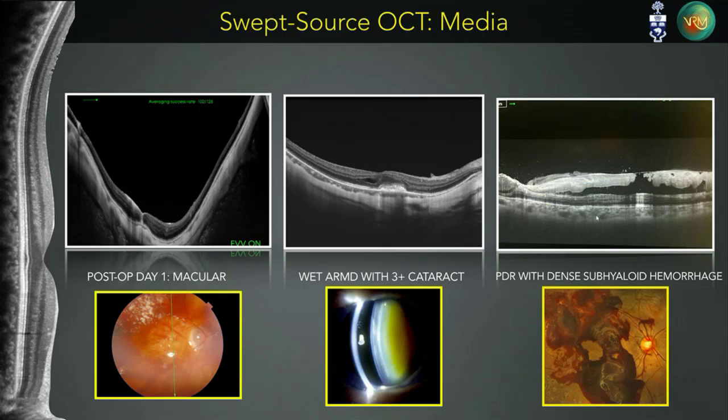You can image through gas, you can image through oil, you can image through blood, you can image through cataract. There's really limited media opacities that can impact or attenuate the signal. It's just designed to go through all of this, and we'll see some good examples. In the middle, there's a patient with a 3+ NS cataract. You probably get a good spectral domain image, but would you see the choroid? Would you see the sclera? Would you see the veins penetrating the back of the eye? You wouldn't see any of that detail.